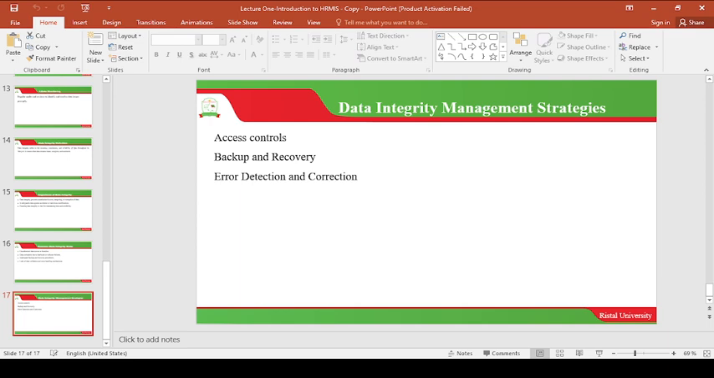You need to have a mechanism for detecting errors, and then also try to correct those errors, whether in terms of the age, the name, the figure, etc. Those errors can always be corrected. These are some of the strategies you can use to make sure that there is integrity in your data management practices in the organization.